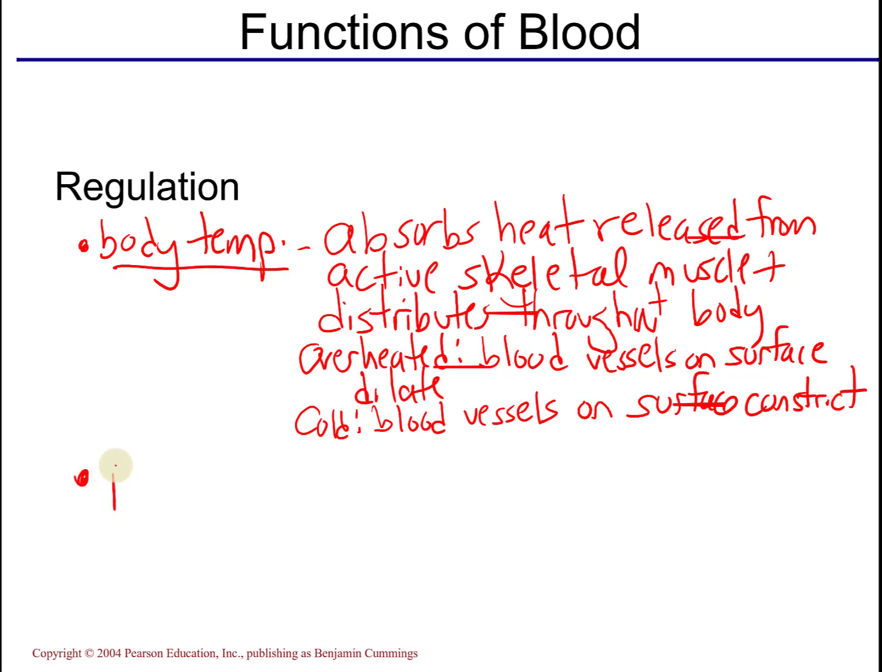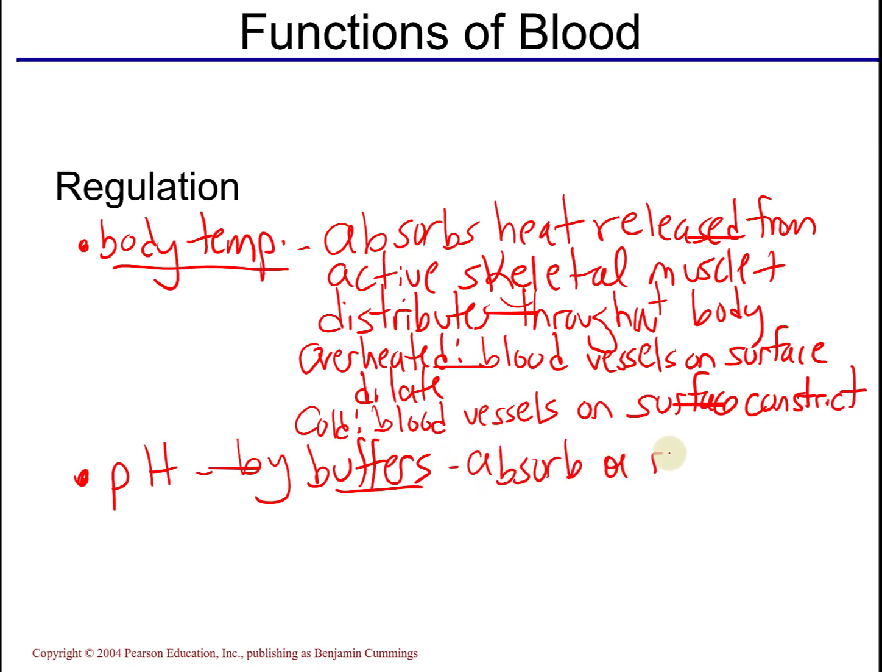Another thing it regulates is pH. Remember the pH of blood has to stay within a very narrow range between 7.35 and 7.45. This is done by buffers. Now remember that buffers, if you remember this from biology, are chemicals which either absorb or release hydrogen ions. And hydrogen ions are what make something acidic.